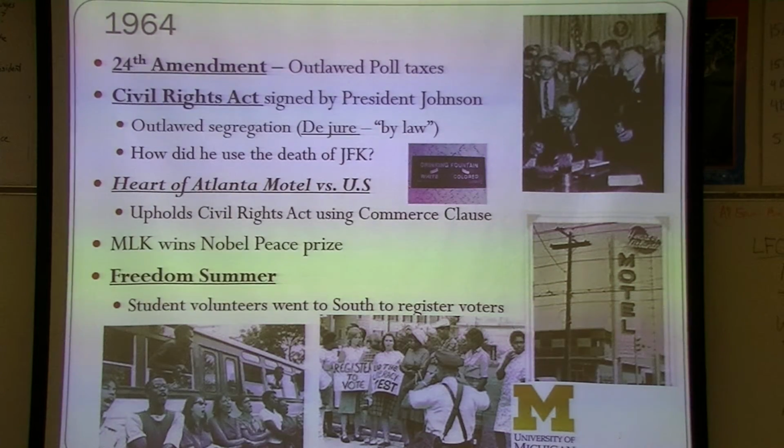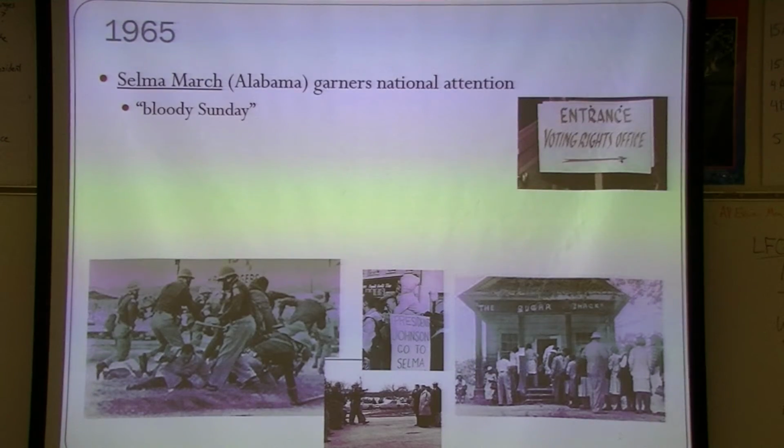That summer, we will have thousands and thousands of students from the North come to the South and help register voters. And for many voters, 1964 will be the first time that they're able to vote in an election. University of Michigan there, because there were thousands of Wolverines in particular that came.